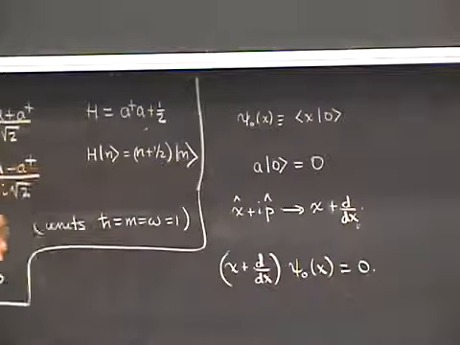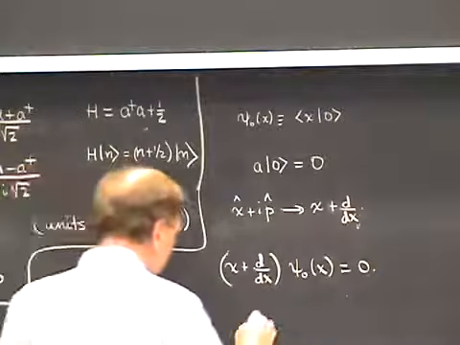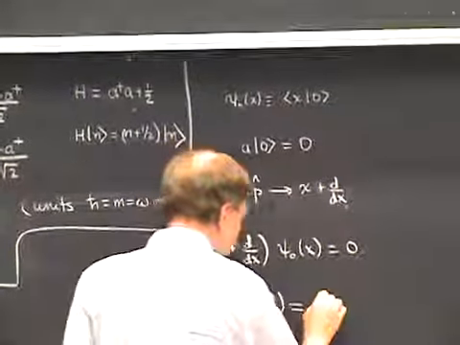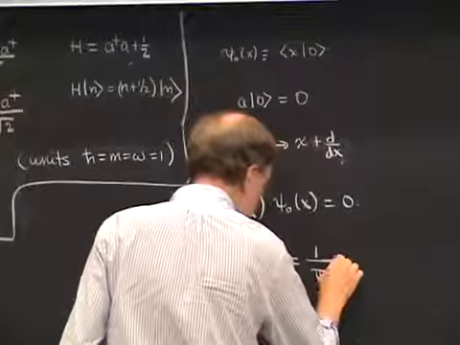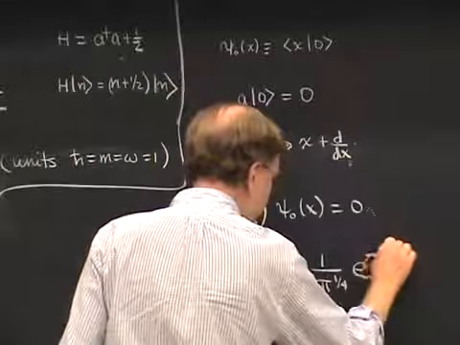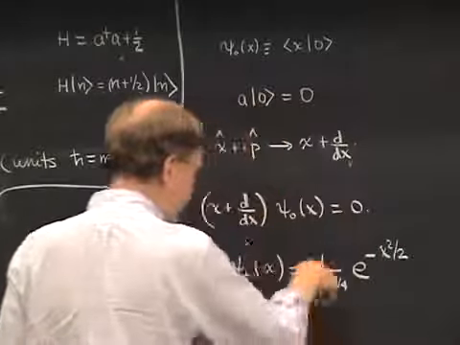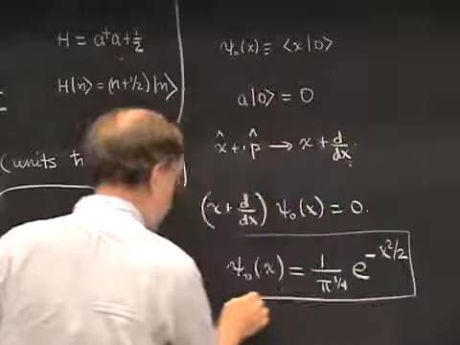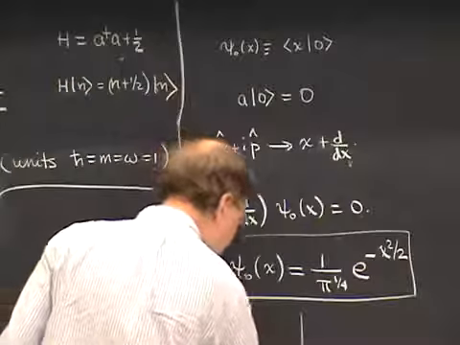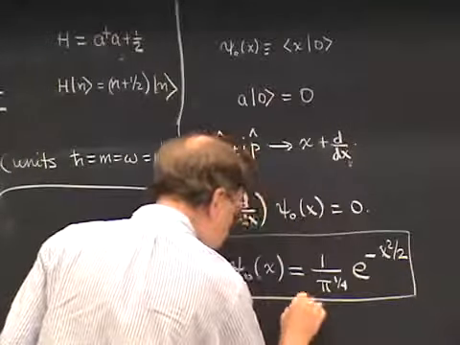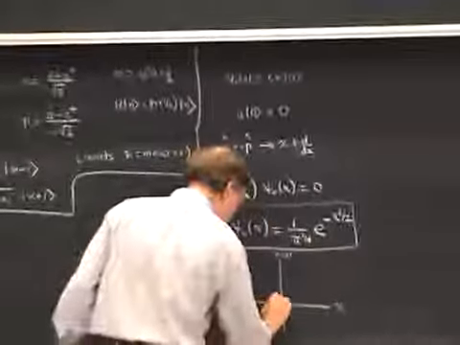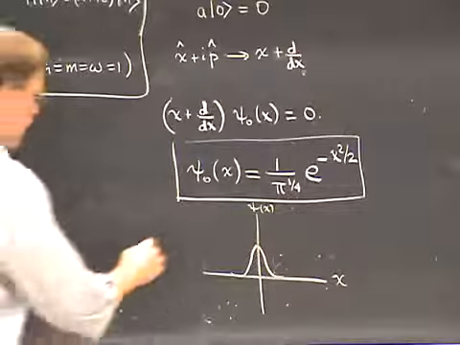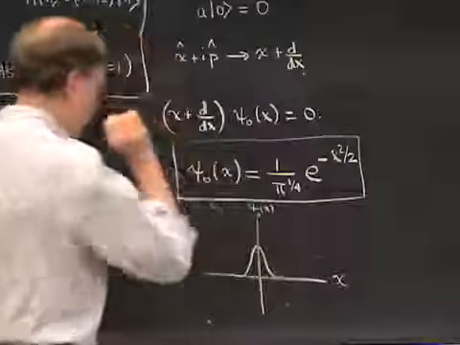It's a simple differential equation, and it's easy to solve. And if you solve it and normalize the result, you find that psi 0 of x is 1 over pi to the 1/4 power times e to the minus x squared over 2. Pi stuff is the normalization. And this is the ground state wave function, which, I guess you know, is a Gaussian function of x. It's a Gaussian function centered at the origin. That's the ground state of the harmonic oscillator, psi 0 of x, here like this.